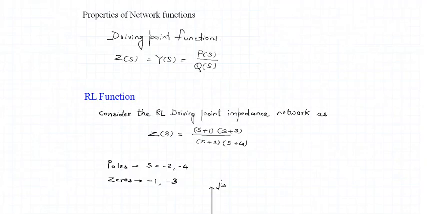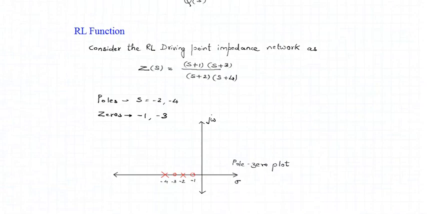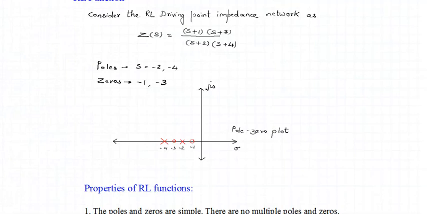On the same lines, let us now discuss RL function. Now let us see what are the characteristics of RL function. For that, we have been given an example, and a driving point impedance is given to us, and this driving point impedance belongs to RL function. So with this example, let us look at what are the characteristics of RL function. For that we'll plot the poles and zeros.